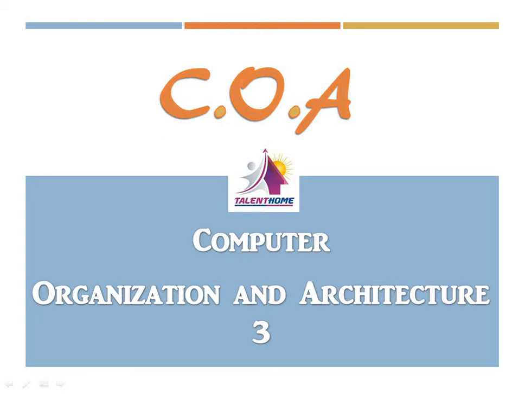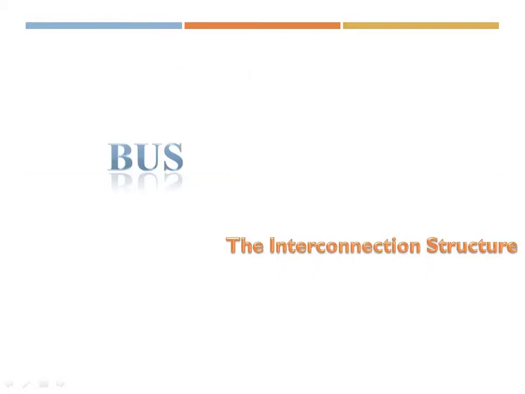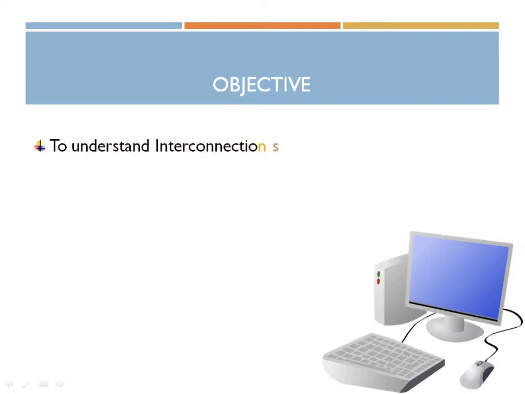Video tutorial number 3. In this tutorial, we are going to discuss the bus architecture, or the interconnection structure. In the previous session, we saw that the CPU structure consisted of various registers and there was some interconnection between those registers. The interconnection of those registers is displayed over here. Those interconnection structures are nothing but the bus. So let's understand this. My objective here will be to understand the interconnection structure, that is, the bus.